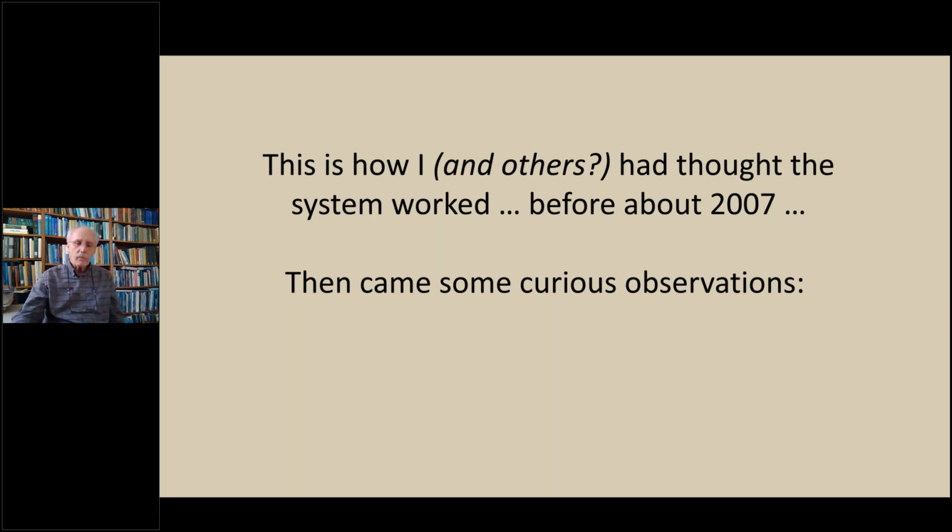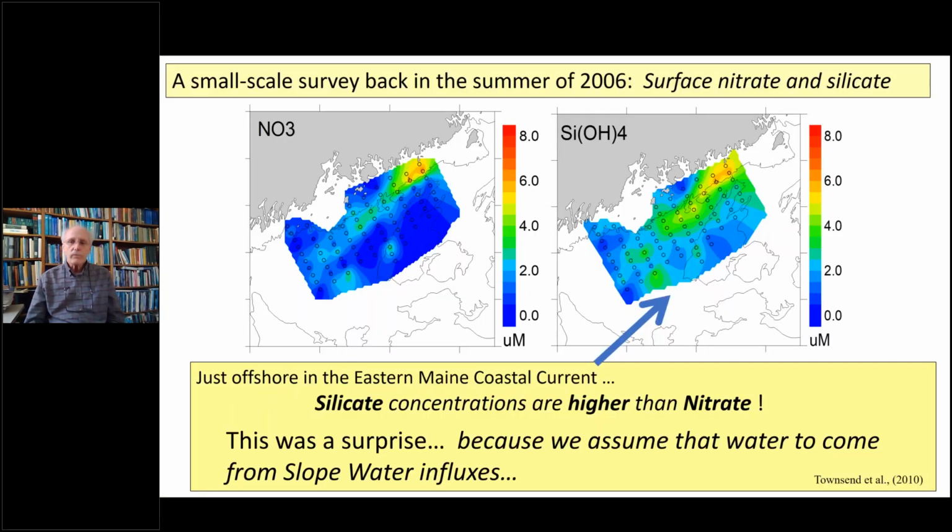And then at about that time, we started to see some curious observations. First of all, this is a result of a survey we did in the summer of 2006. We were actually looking for something, it doesn't matter what, we didn't find it. But the point is we were measuring nutrients at the same time. And here's a plot of surface nitrate and surface silicate. And what's odd is that in the Eastern Maine coastal current, which should be getting its water from slope water coming in and being mixed upward into the surface, we have silicate concentrations that are higher than nitrate. So that was a surprise.